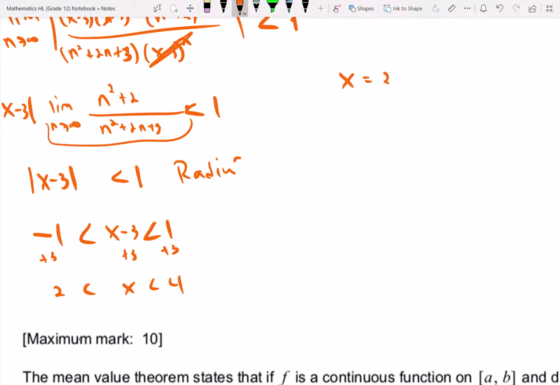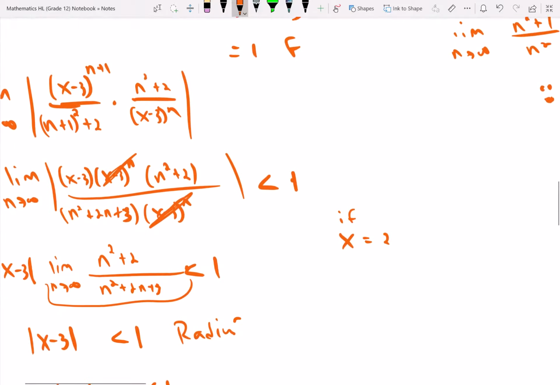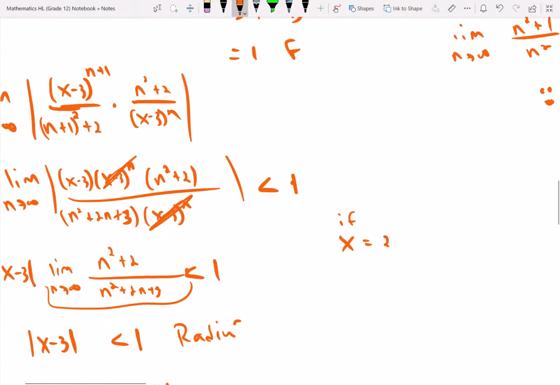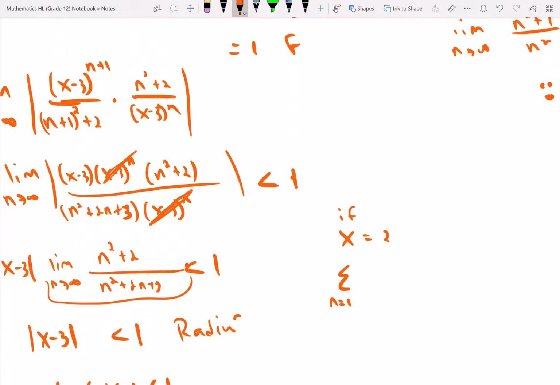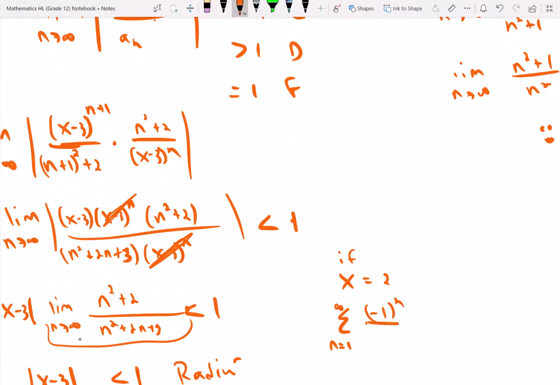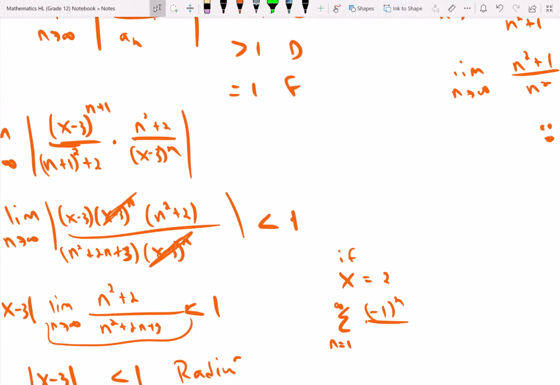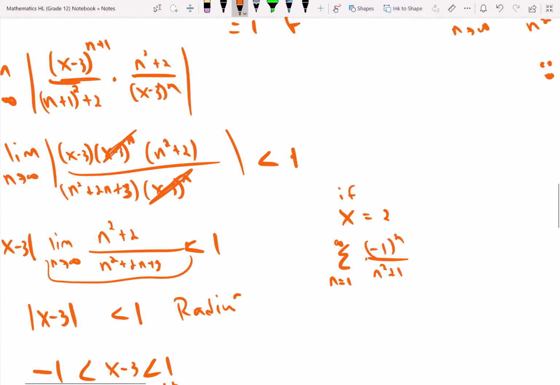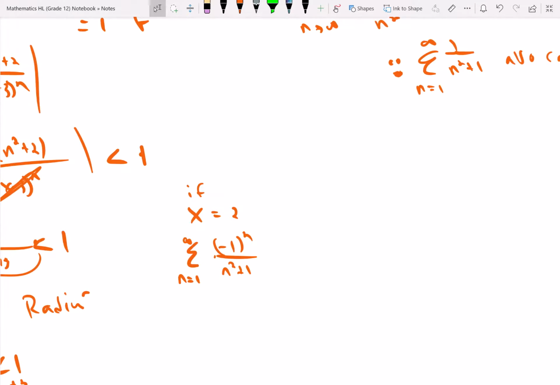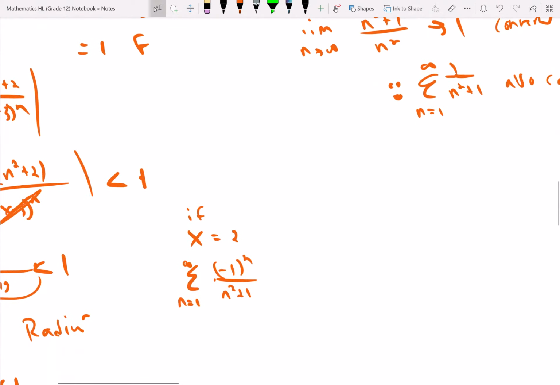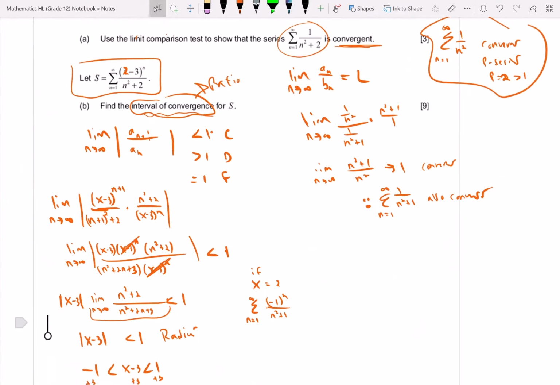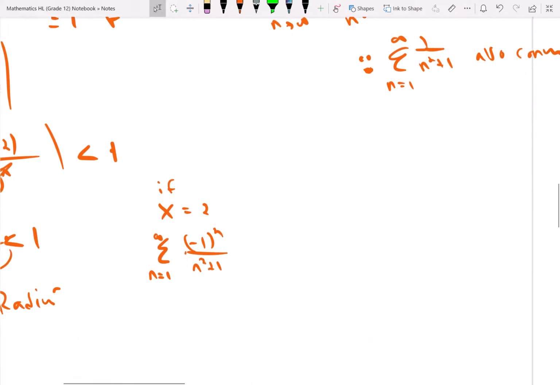So if x equals 2, this series turns into, we're just putting a 2 here, 2 minus 3 is negative 1. So we have the sum from n equals 1 to infinity of negative 1 to the n over n squared plus 1. We can test for absolute convergence. Well, let's see. Yeah, let's do the alternating series test.